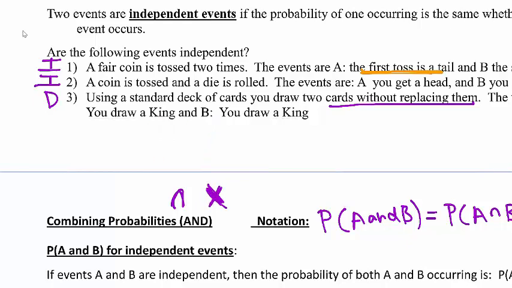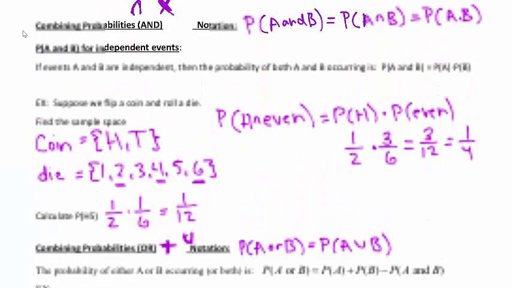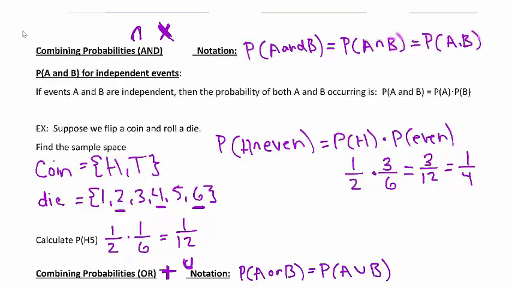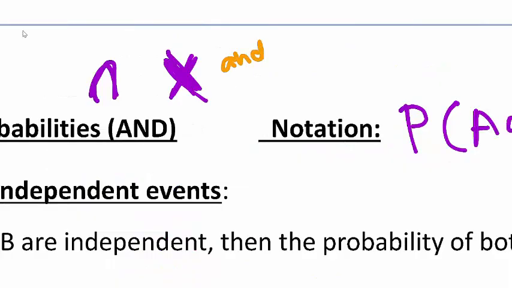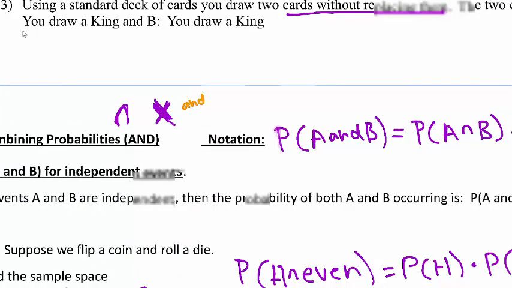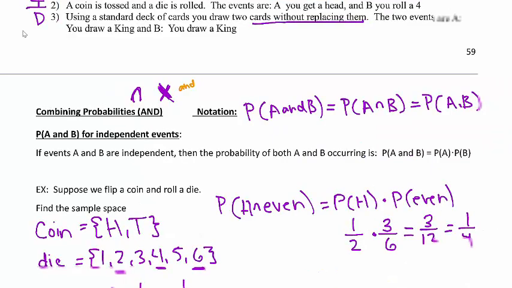So we have combining probabilities. Okay, this and this mean and, okay? Probability of A and B, that's that little U. It says the probability of A and B for independent events. If A and B are independent events, then the chance of both things occurring is just multiplying them together.